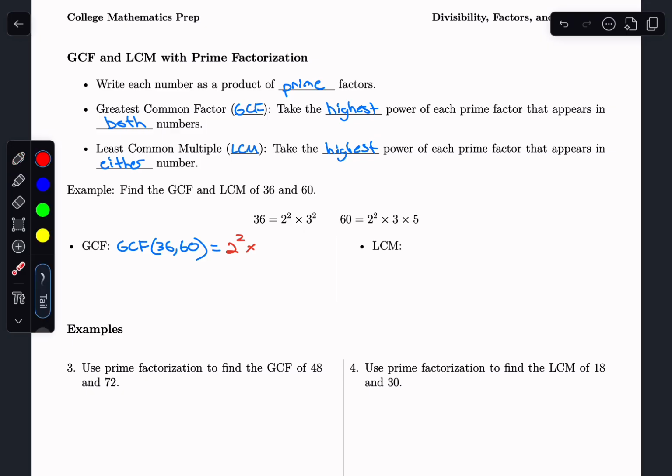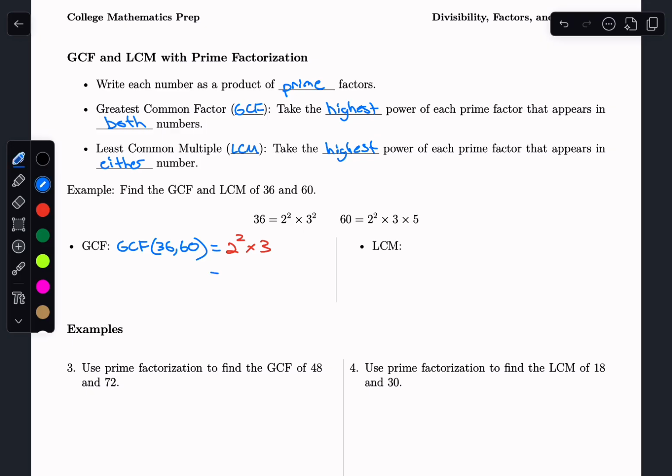Now we're going to look at the 3's. 36 has 3 to the power 2, but 60 only has 3 to the power 1. So we're going to take the highest power that they both have. So they both have 1 3. 36 has 2 3's, but since 60 only has 1 3, we can say that they both have 1 3. So I'll take 1 3 to my prime factorization. And then for 5's, notice there's a 5 in the 60 prime factorization, but not in the 36. So they do not both have a 5, so I do not bring a 5 with me.